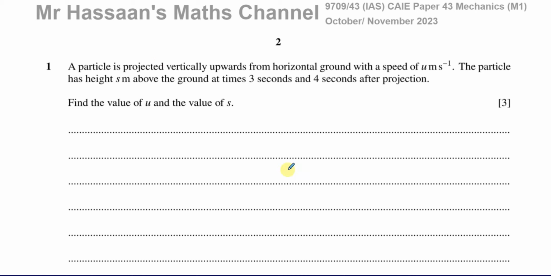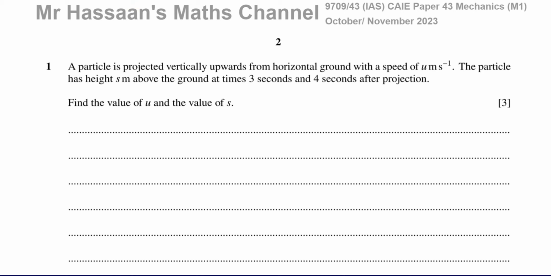Question number 1 is a question about vertical motion under gravity. It says a particle is projected vertically upwards from a horizontal ground with a speed of u meters per second. The particle has a height s meters above the ground at times 3 seconds and 4 seconds after projection. Find the value of u and the value of s.